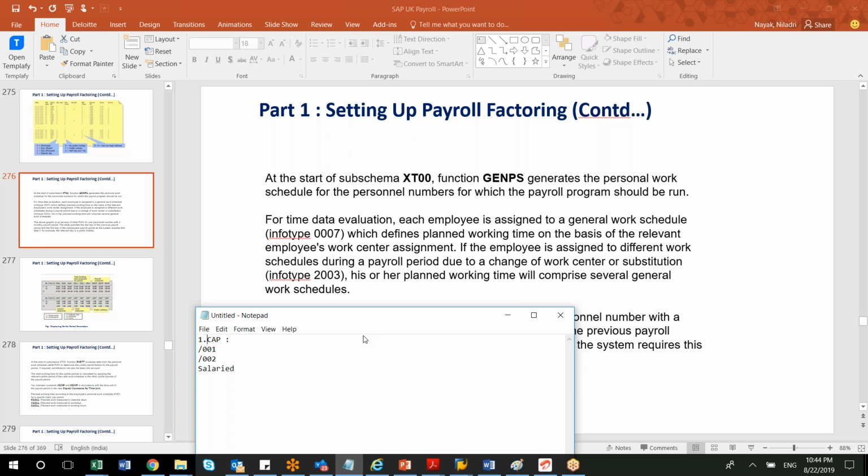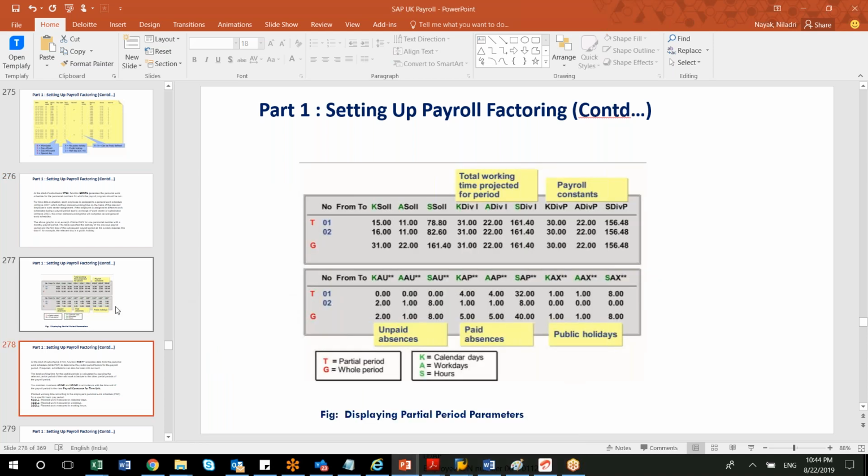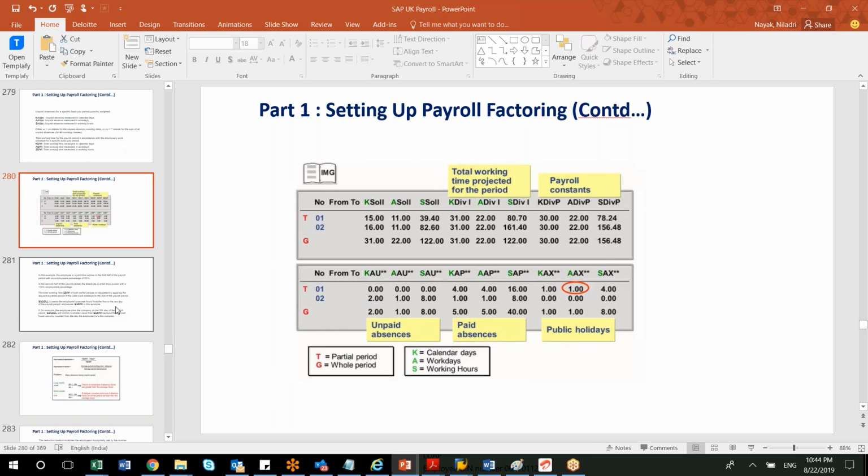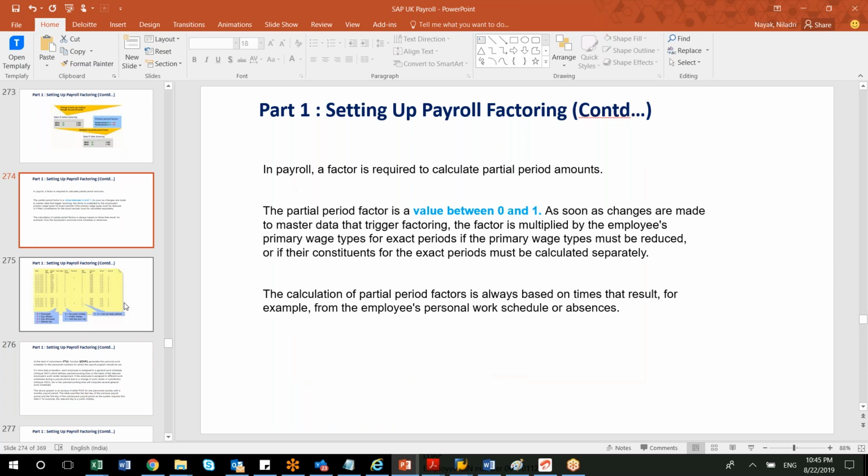So whatever reduction happens, I'll be explaining that here. There are a lot of tables here. I was coming to that point. The factoring will always be a value, the PPF, the partial period factor, and this value is always between 0 and 1. So it will be some fractional factor, and depending upon the number of days, it will accumulate all these values.